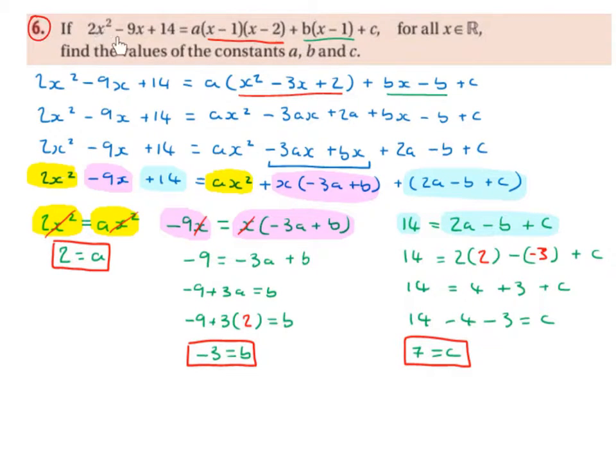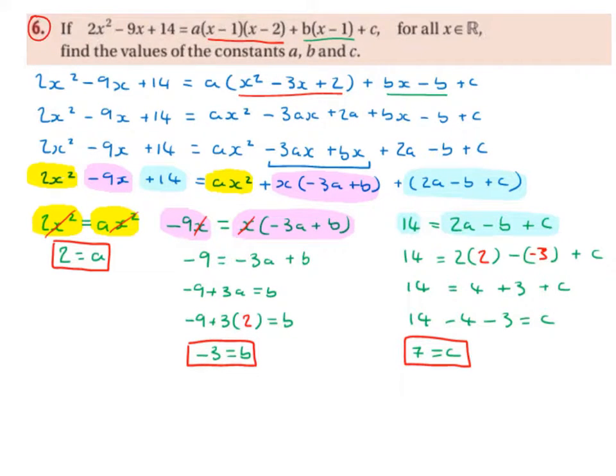If 2x² − 9x + 14 = a(x − 1)(x − 2) + b(x − 1) + c, for all x values an element of the real number set, find the values of the constants a, b, and c.